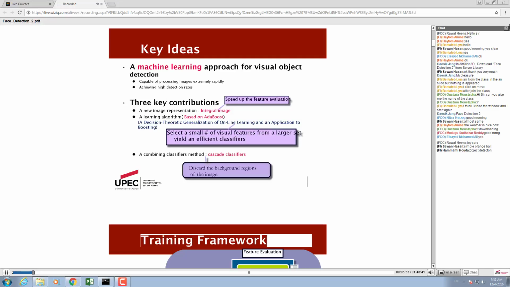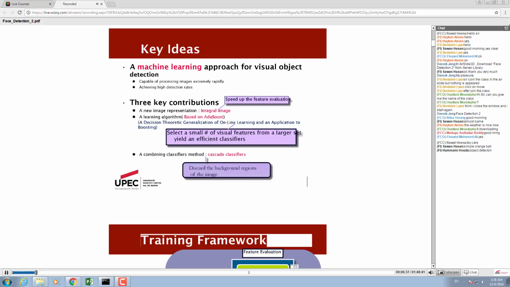As for machine learning, it is using an AdaBoost-based algorithm, but it is a little bit of a modified version of AdaBoost. So we also try to understand this learning algorithm. And lastly, one more important contribution of this paper is combining a cascade classification system with this AdaBoost training system. So the cascade is combined with AdaBoost. That's why we are calling this algorithm the cascaded AdaBoost algorithm.